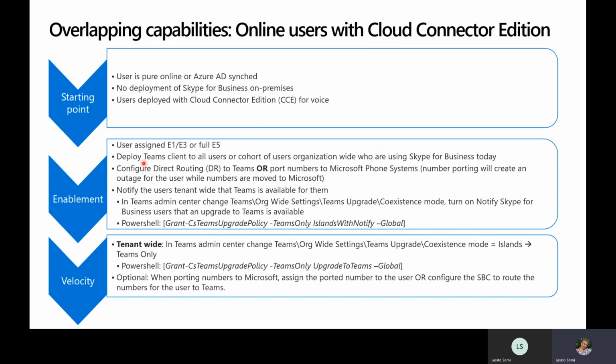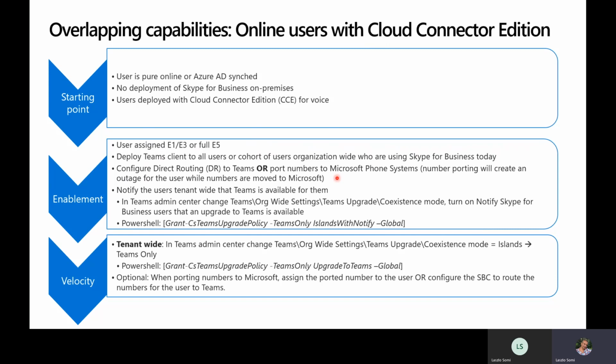Then you have to make a decision what you're going to do with your Cloud Connector Edition. Are you going to configure direct routing? If you choose direct routing, you add a second trunk to your session border controller. You can change some number routing to Teams and test it out ahead of time, of course, and we encourage you to do that. Or you're going to port numbers to Microsoft Phone System. And number porting will create some outage. Work with Microsoft, it can be narrowed down to, I think the smallest window at the moment is a 4-hour period when the number will be switched over.